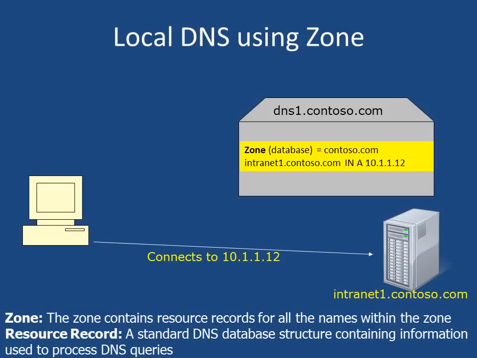So a couple of terms here for you to get used to. We've got a zone, which again you can replace with the word database just to get your head around this for the time being. The zone in this case is called contoso.com. We've also got something called a resource record. A resource record is a standard DNS database structure containing information used to process DNS queries. In this case, it converts the FQDN to that IP address there. The IN, incidentally, stands for internet, in this particular case on those records. So that's a textual representation of the A record for intranet1.contoso.com.